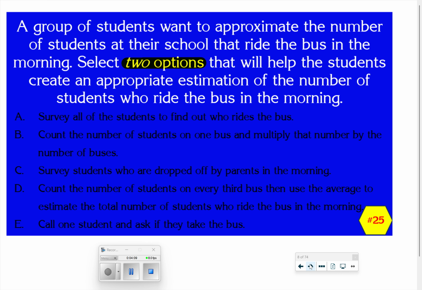Next question. A group of students want to approximate the number of students at their school that ride the bus in the morning. Select two options that will help the students create an appropriate estimation of the number of students who ride the bus in the morning. So take a minute and read all these choices and figure out the two that give you the best.